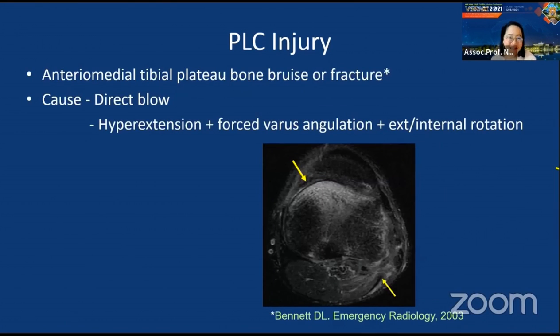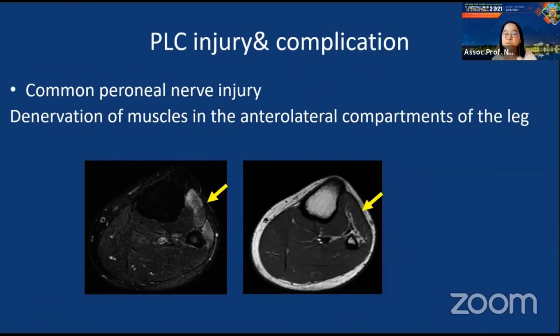And look at the indirect sign, which is bone contusion of the anteromedial tibial plateau or femoral condyle. That indicates a direct blow occurred when the knee had hyperextension, or force angulation either in external or internal rotation. That indicates that when you have a direct blow from the medial, anteromedial side, the posterolateral corner is the contact lesion that's prone to injury. And finally, try to look at the complication, which is common peroneal nerve injury. Innervated muscle may be hyperintense on T2-weighted images, but it's not edema because you have atrophy of muscle on T1-weighted images, and that indicates common peroneal nerve injury.